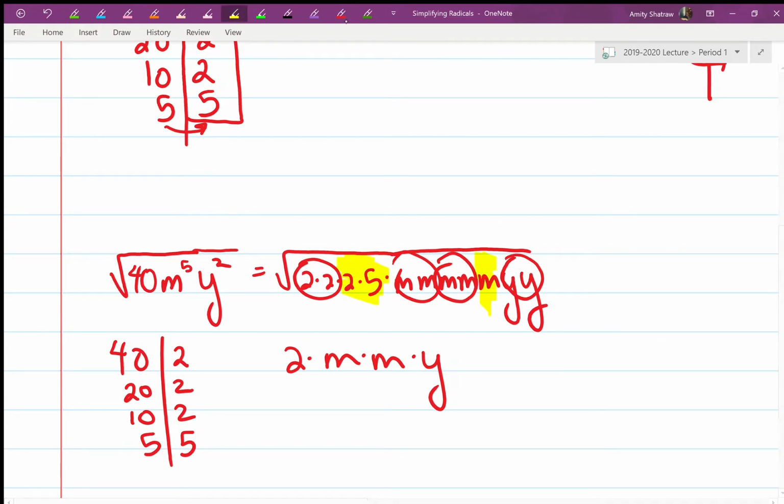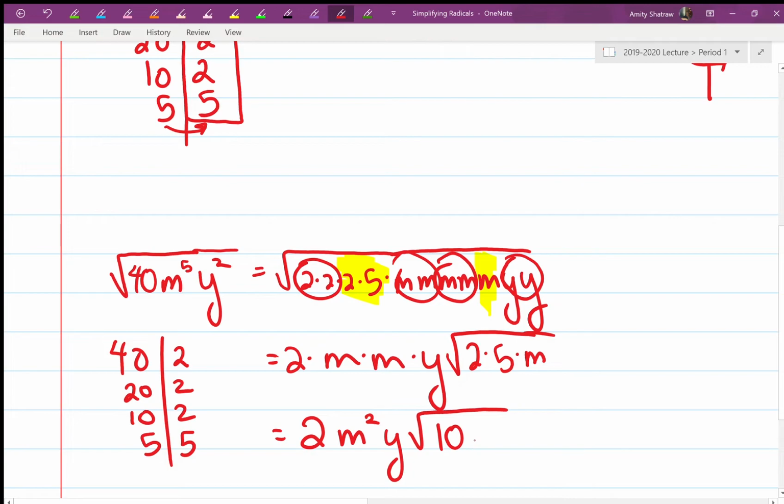So make sure that you find everything that still lives in the radical house, which is a 2 and a 5 and an m. All of these things are being multiplied together. So I will say my final answer is 2 m squared y times the square root of 10 m.